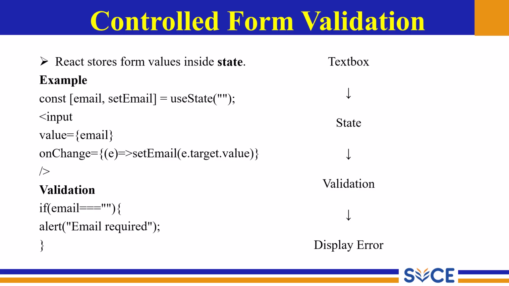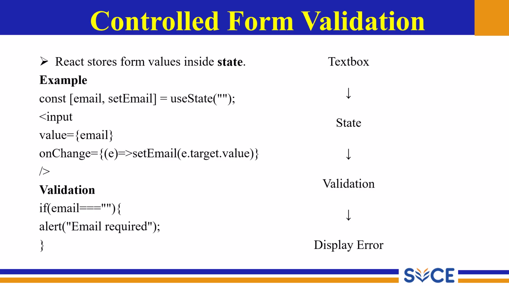Now let's understand the two important attributes. value equal to email tells React to display whatever value is stored inside the email state instead of the browser controlling the text box. React controls it. Then the onChange event. Whenever the user types, the onChange event is triggered. The latest value entered by the user is available in e.target.value. React immediately stores this value using setEmail. This process repeats for every key press.